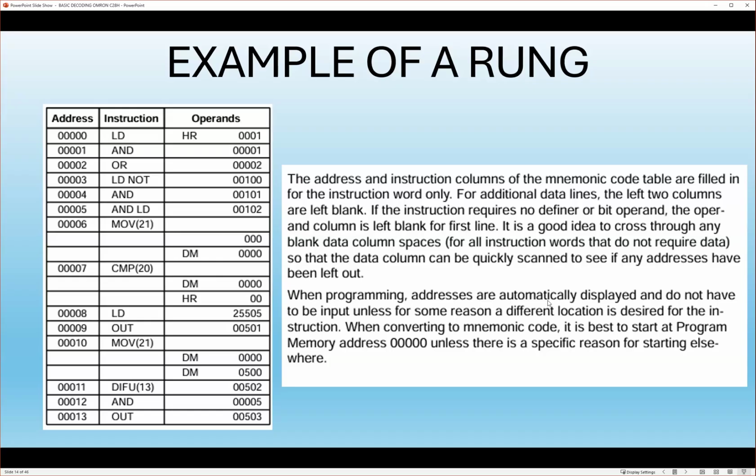When programming, addresses are automatically displayed and do not have to be input unless for some reason a different location is desired for the instruction. When converting to mnemonic code, it's best to start at program memory address 0, which when you use the programming interface, it starts at 0 when you're monitoring anyways, and you just have to go down line by line and read it.